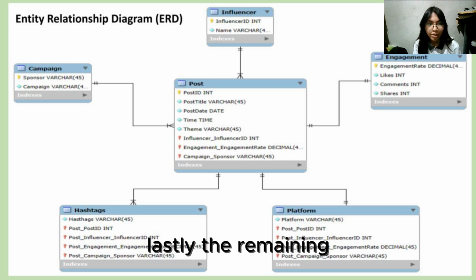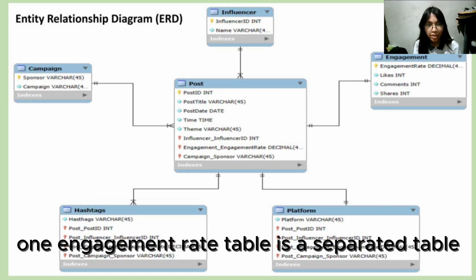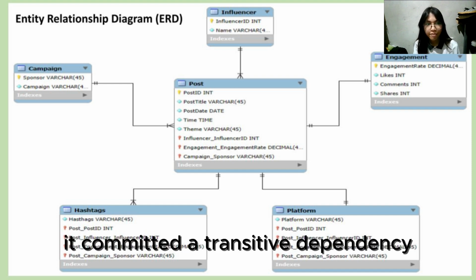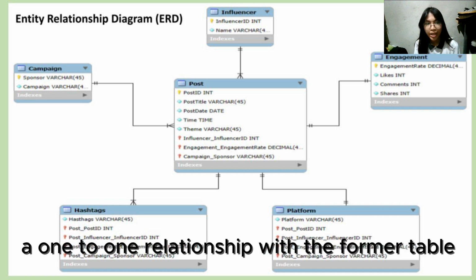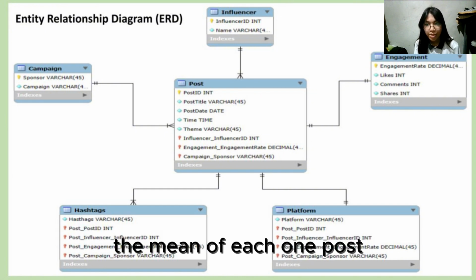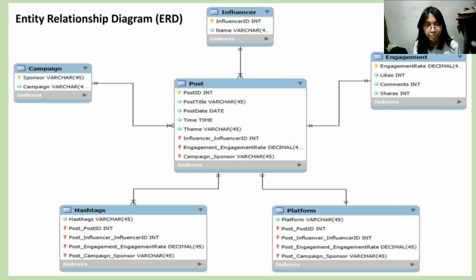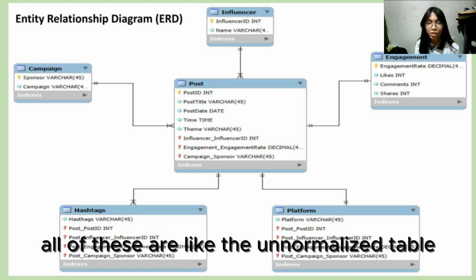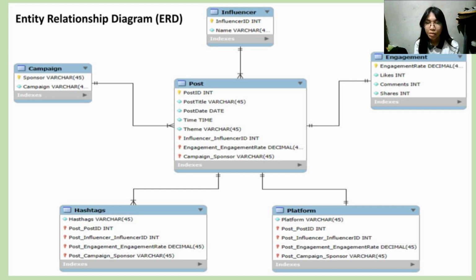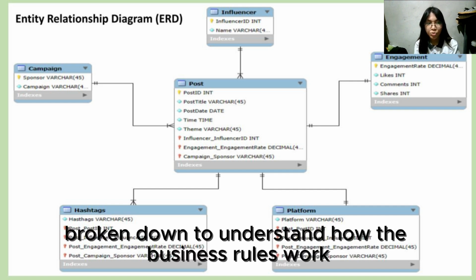Lastly, the remaining one, the engagement rate table, is a separate table because when it was part of the post table, it committed a transitive dependency. It now has a one-to-one relationship with the former table it belonged to because those engagement rates detail the metrics of each one post. In conclusion, all of these are the normalized tables, but without the dependencies, broken down to understand how the business rules work.